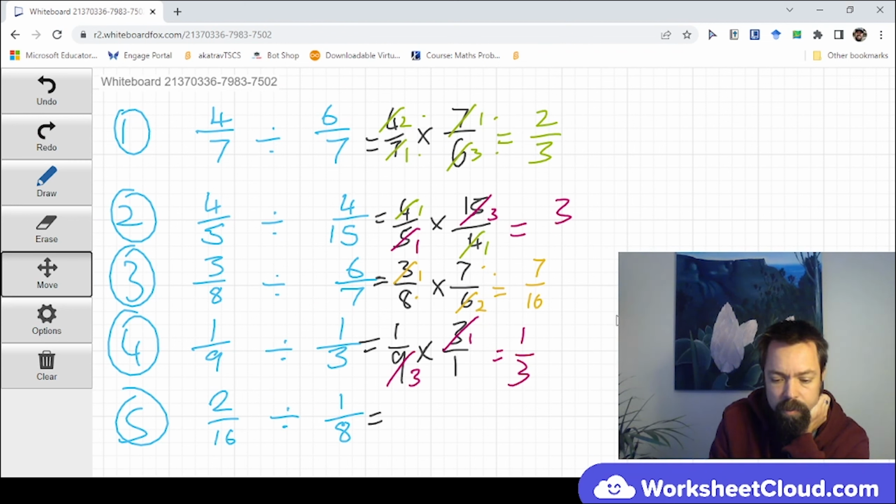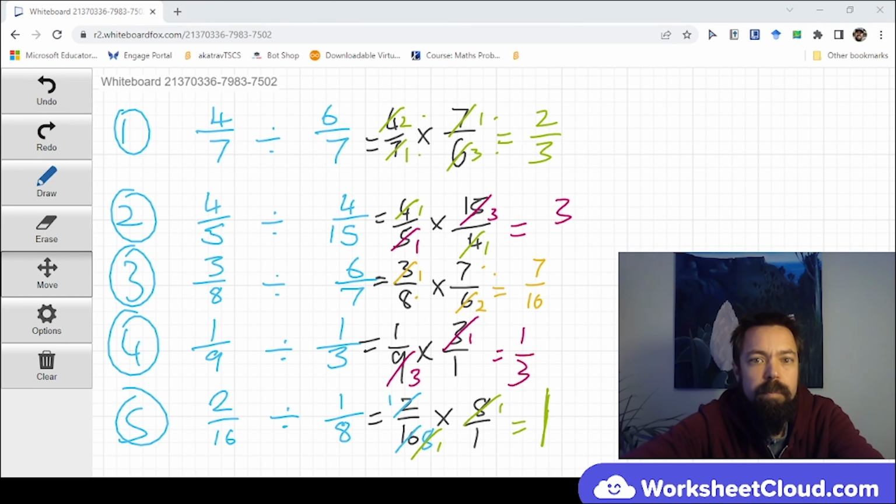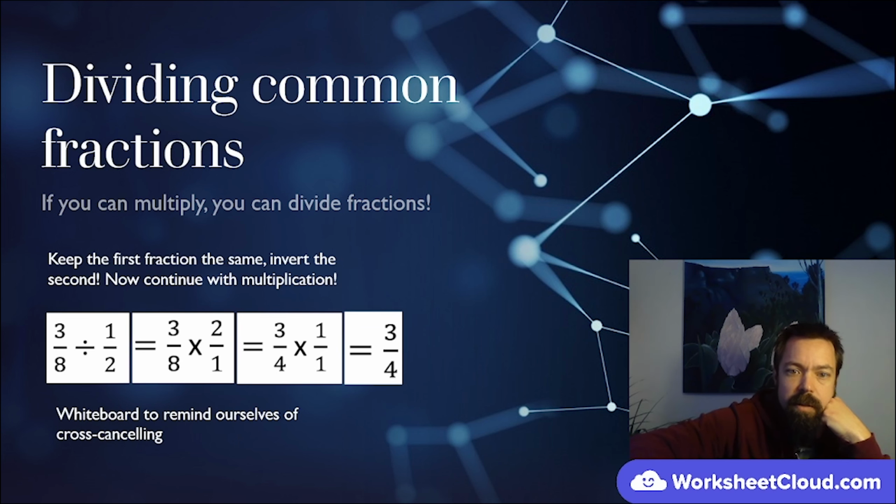Okay, 2 over 16 times by 8 over 1. You can do this either way. I'll do it cross-cancel first. Nah, let's do vertically first. 2 goes into there once, 2 goes into there 8 times. 8 goes into there once, 8 goes into there once. 1 times 1 is 1. 1 times 1 is 1. Our answer is 1 over 1, which is just 1. 1 divided by 1 is 1. Okay, that's a quick revision of having a look at dividing common fractions.